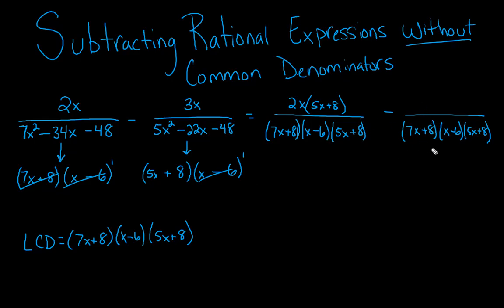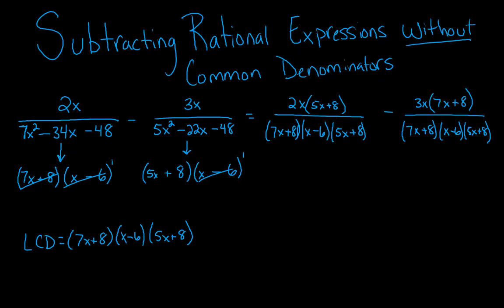Same with this one over here. What did we multiply into this denominator to get the LCD? Well, the original is 5x plus 8 times x minus 6. So we multiplied in this 7x plus 8 in the denominator, and we have to do it the same in the numerator to keep these expressions equivalent. So it's going to be the 3x times 7x plus 8, because that is our new factor in our denominator.